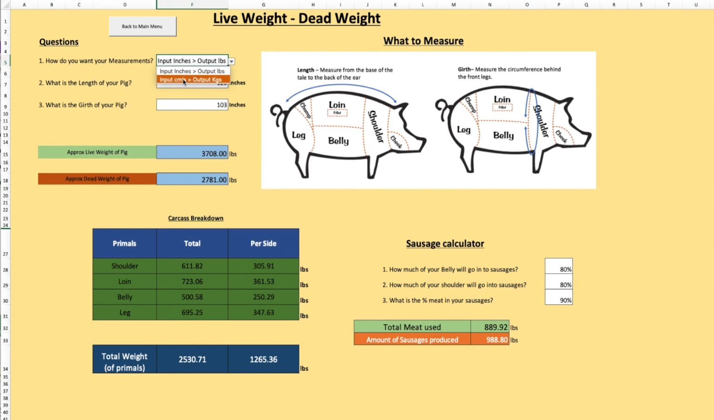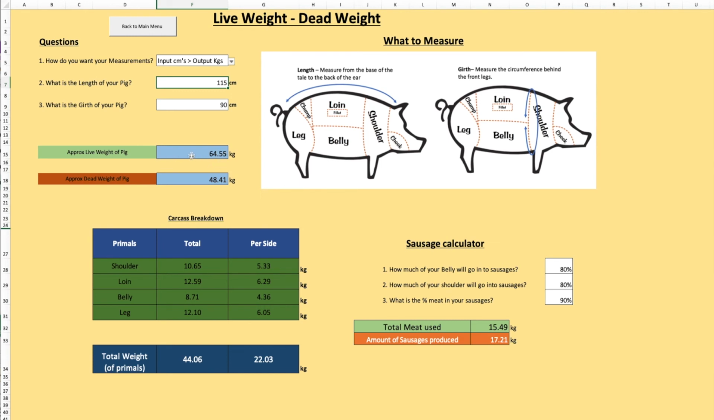I'm going to stick with centimetres, and we can say that my pig measured from head to tail 115 centimetres, and its girth was 90 centimetres, and that will tell me the approximate live weight of my pig is 64.55 kilos. Again, this is based on the standard stuff that you can Google on the internet about the tape measure. It's no way going to give you 100% accuracy, but it should give you a rough indication.